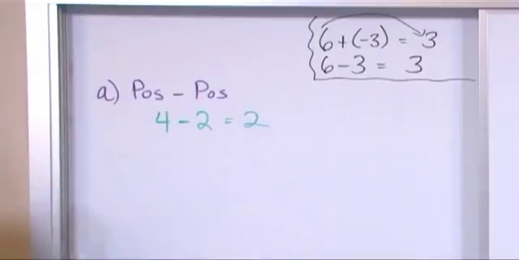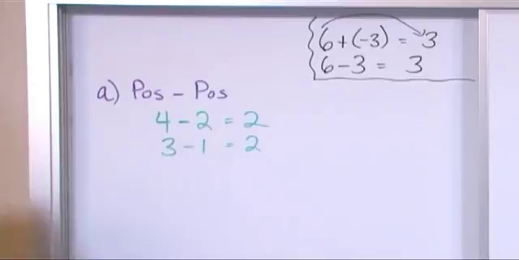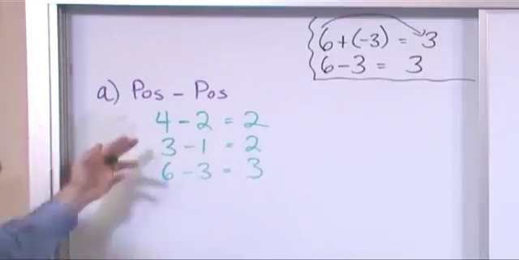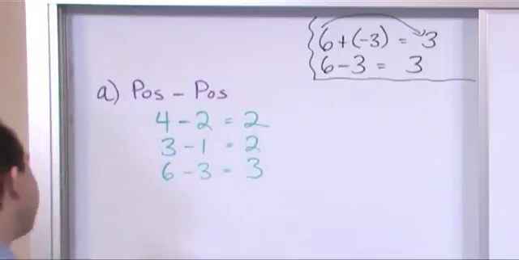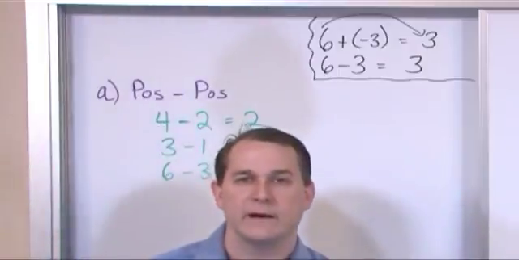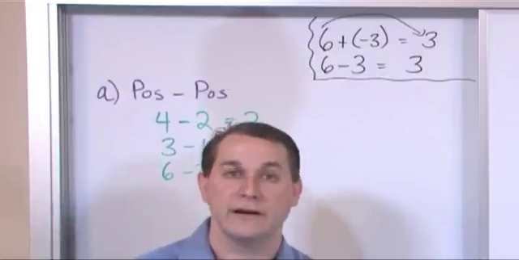These are not rocket science. 3 minus 1 also gives you 2. 6 minus 3, we just did that one, gives you 3. So when you have a positive number and you subtract a positive number, in these cases that I have here on the board, these are just regular subtraction problems from first grade. It's not like you haven't seen this kind of thing before. You just do the normal subtraction as usual.